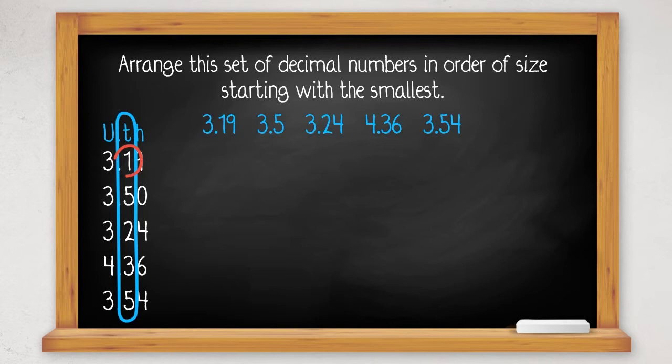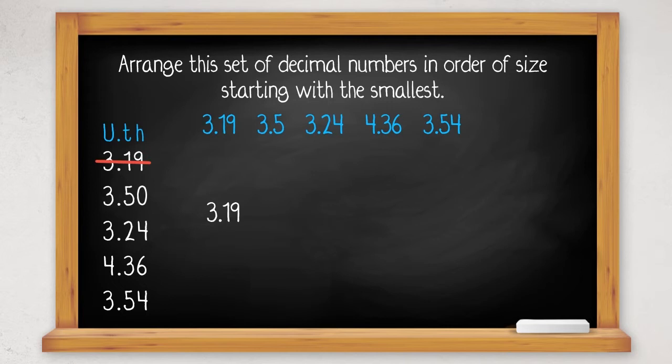This one has a number 1. This one has a number 5. This one has a number 2. And this one has a number 5. The smallest of these is 1. So the smallest number is 3.19. So write 3.19 at the beginning of our list and cross 3.19 out.